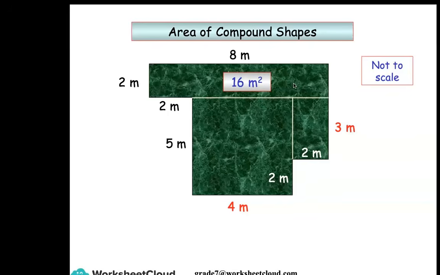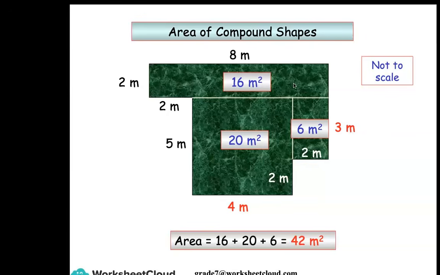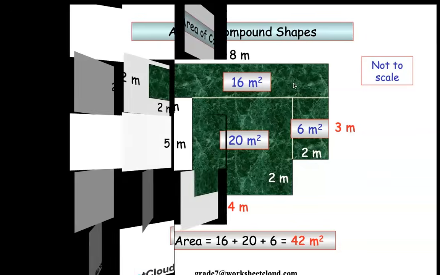The top rectangle will be 8 times 2, length 8, width 2, so that equals 16 meters squared. The middle rectangle is 5 meters times 4 meters, so 20 meters squared. And the right hand side rectangle is 3 meters times 2 meters, which is 6 meters squared. All that's left for me to do is to add up those areas. 16 plus 20 plus 6 equals 42 meters squared, and then my job is done.